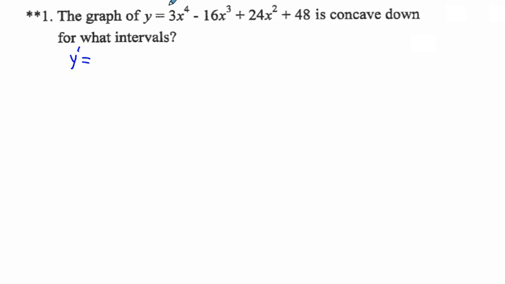The first derivative. So we have y equals 3x to the fourth power. Y prime is going to be, using the power rule, 12x to the third power. Hope you can see that. Minus, we have 3 times 16, so we have 48x squared. And then we have plus 2 times 24, 48x.